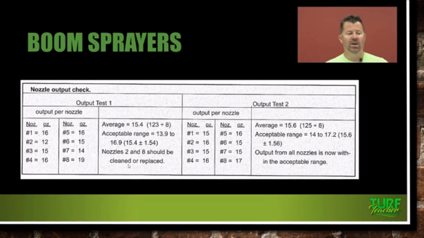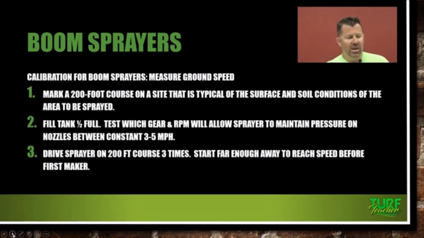We did test 1 and test 2 on the same sprayer because we got rid of nozzles 2 and 8 after the first test. So that's a good way to do it, ladies and gentlemen. Now, calibration for the boom sprayers: measure your ground speed. You're going to mark a 200-foot course on a site that is typical to the surface and soil conditions of the area to be sprayed.